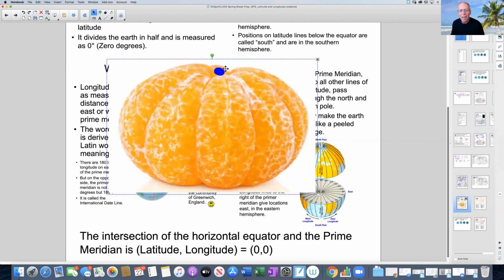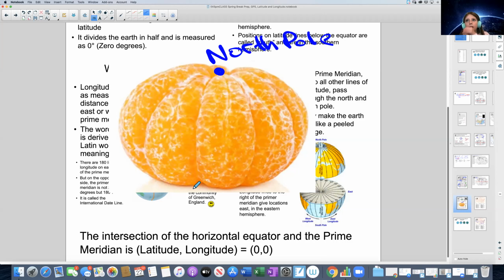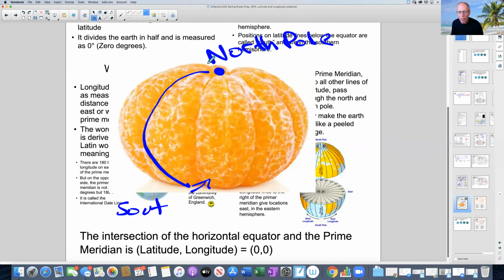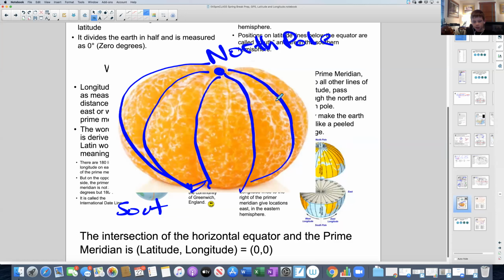An orange sits like this, and that blue dot represents the what? Longitude. That's North Pole. And this guy under here is the what? South Pole. And what are these lines, ladies and gentlemen? Longitude lines. Long lines. An orange is one of the best examples of longitude, in my opinion. They really are beautiful.